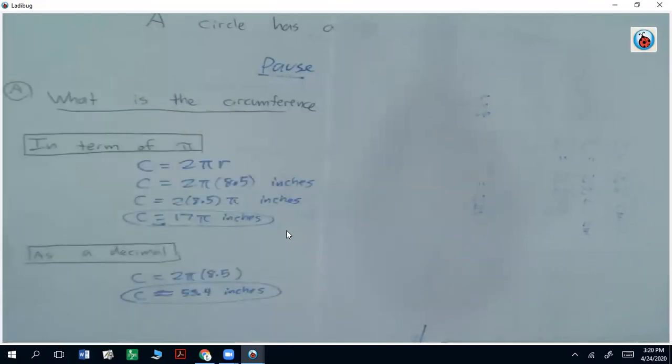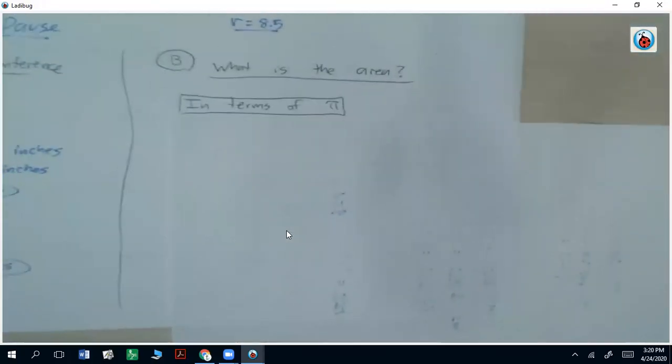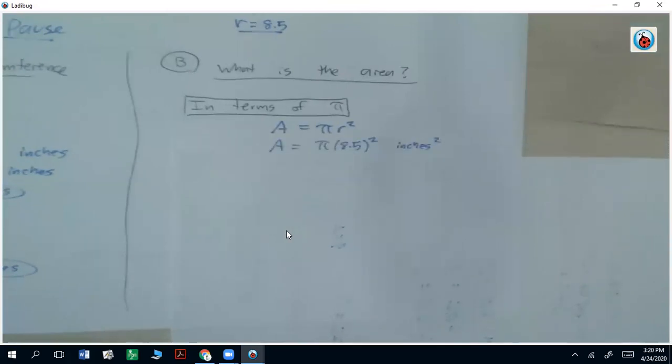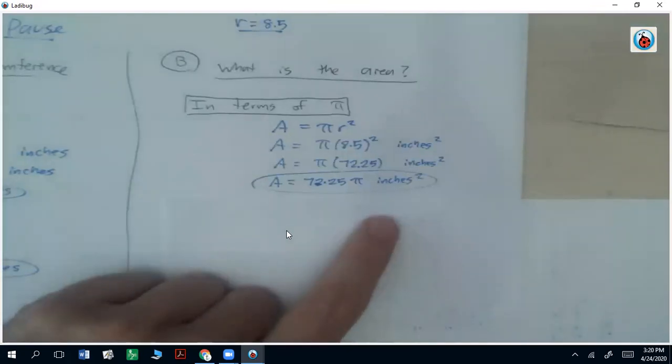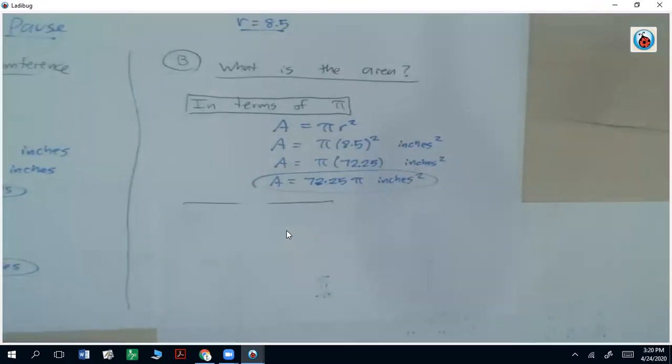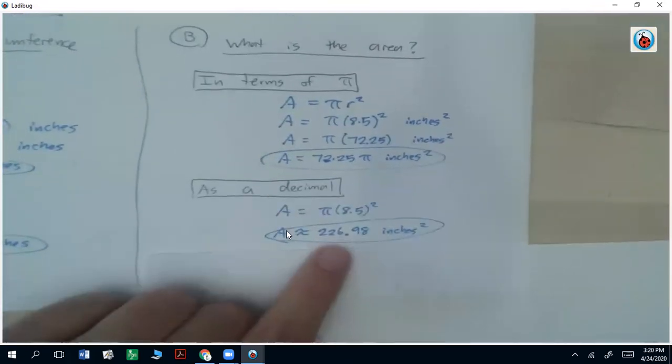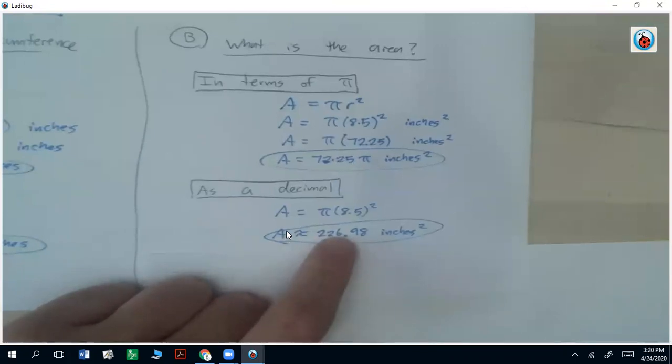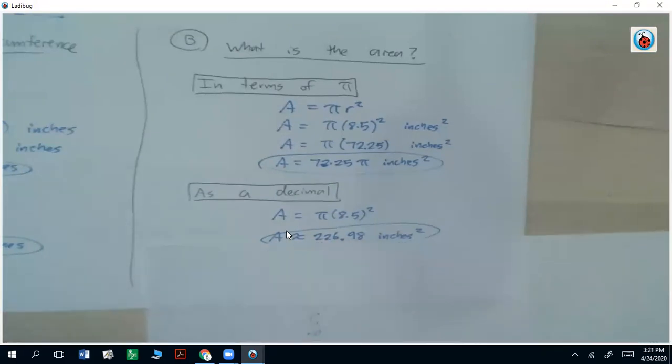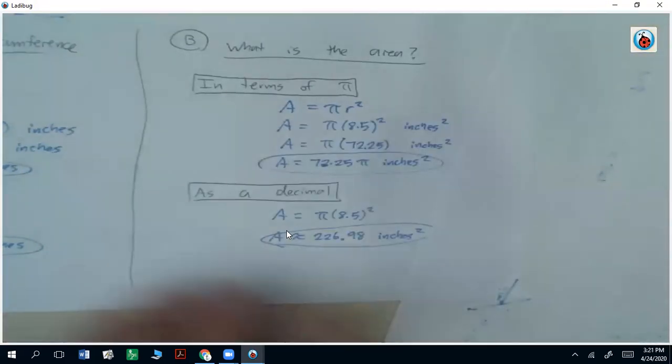Let's check out the area. Since the radius is 8.5, pi r squared, pi times 8.5 squared. 8.5 squared is 72.25, so the area in terms of pi is 72.25 pi inches squared. And as a decimal, we're looking at approximately 226.98 inches squared, or almost 227 if you round that up to the whole square inch. Great, I hope that made sense.